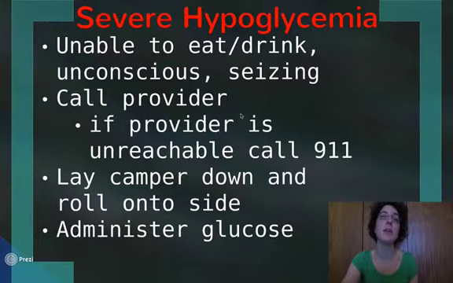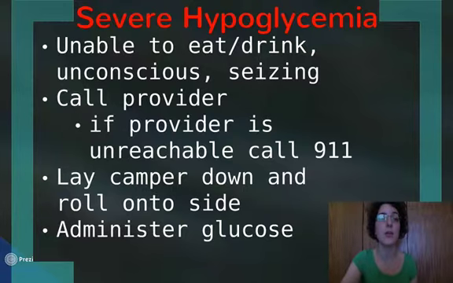However, if the blood glucose level is very low, or if it won't come up and it keeps dropping, we can end up in a situation where kids have severe hypoglycemia. So this is when they're unable to eat or drink, so there's not really an easy way to get carbohydrates into them. Certainly if they're unconscious or if they're having a seizure, it becomes very challenging. So if either of these situations are going on, you'll want to call a provider right away, and if there's not one that you can reach easily, then go ahead and call 911.